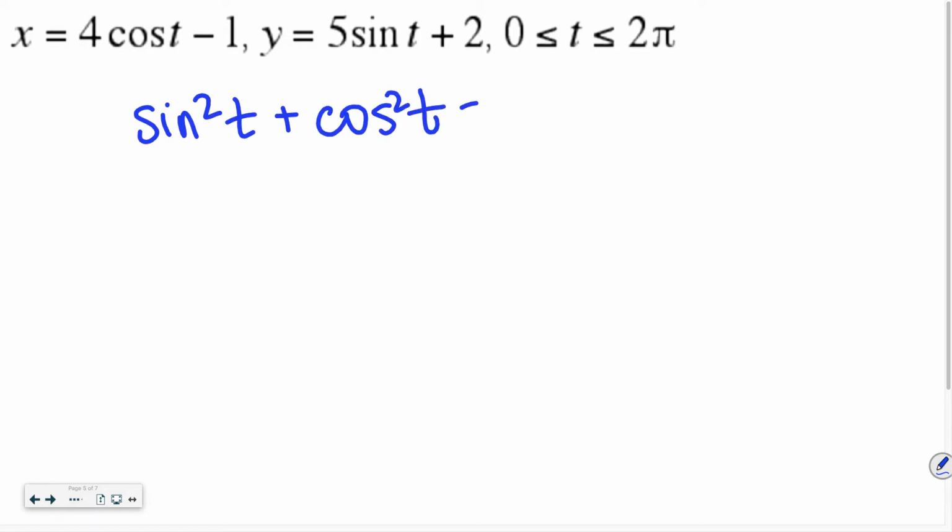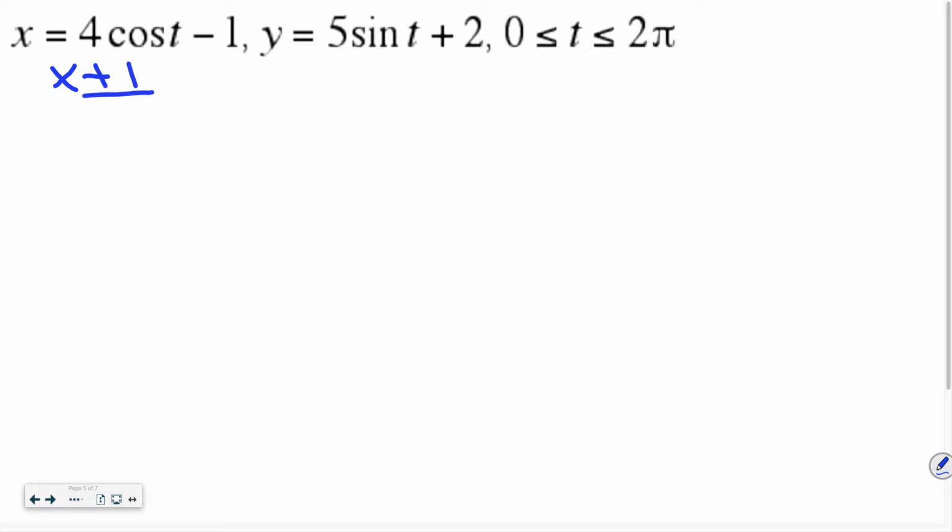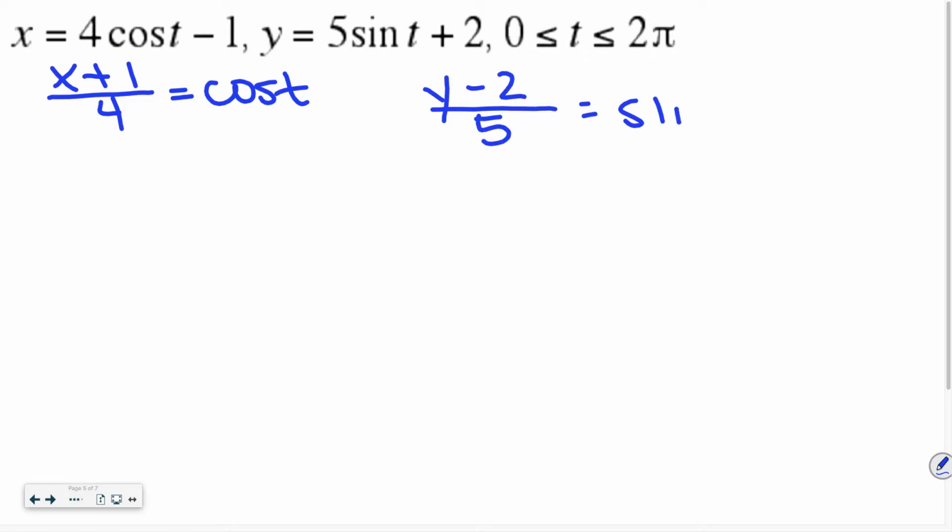Do you think we could solve for cosine of t and we could solve for sine of t in these equations? Maybe. Okay. So I'm going to erase this quickly. Over here we have x plus 1 and then divide it by 4 would be the cosine of t. Do you agree with that? Over here we have y, subtract 2, then divide it all by 5, and that would be the sine of t.